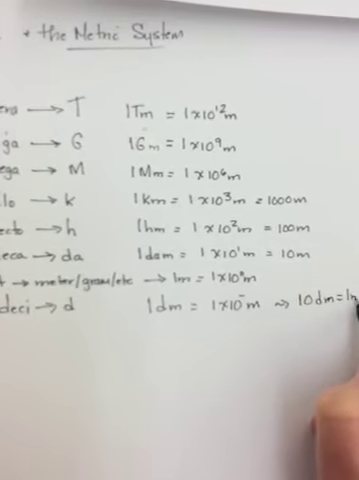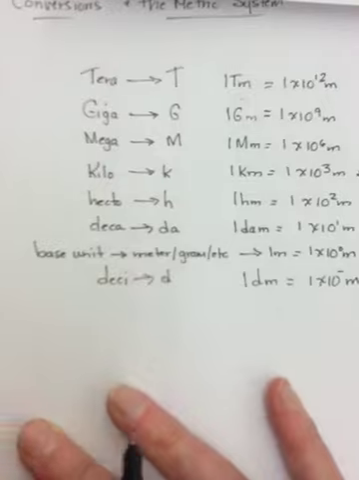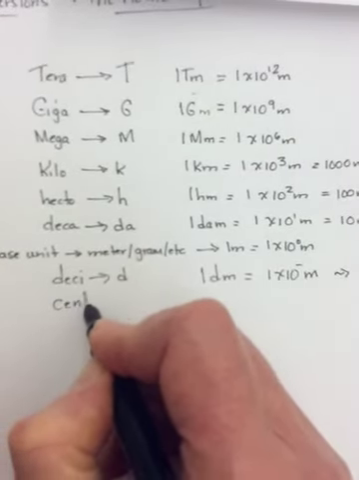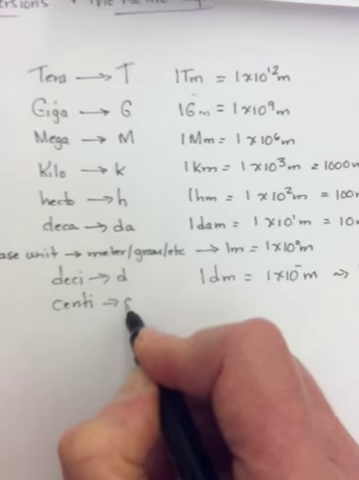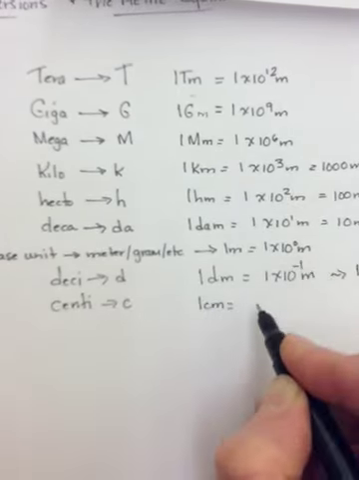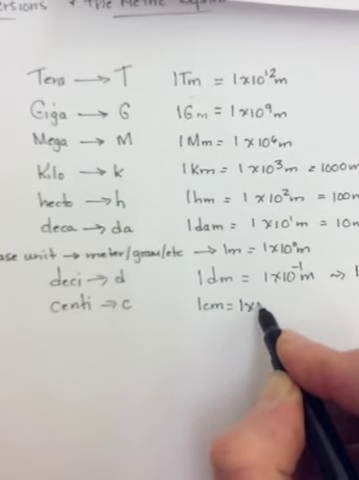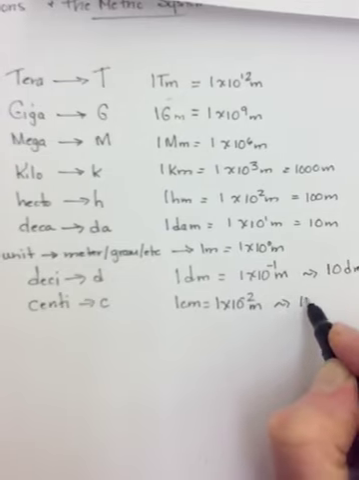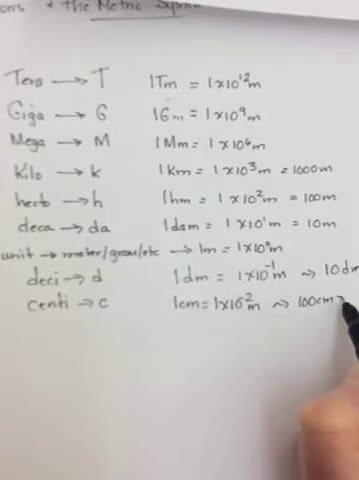in a meter. Okay? Then next up is centi, which you should know well. So it's a small c, and 1 centimeter is equal to 1 times 10 to the negative 2 meters. In other words, 100 centimeters in a meter.